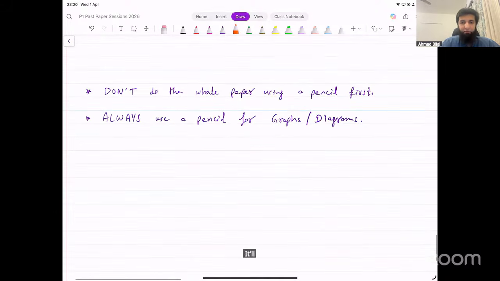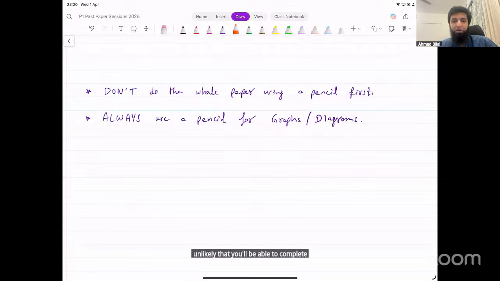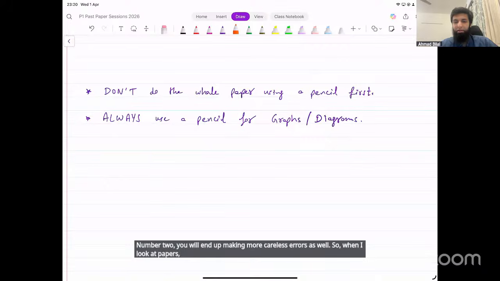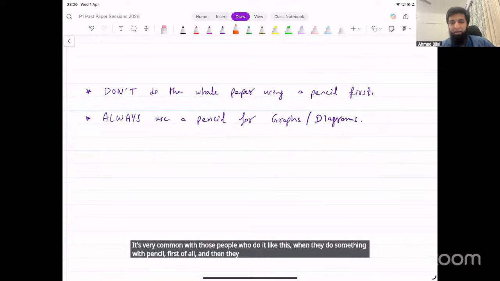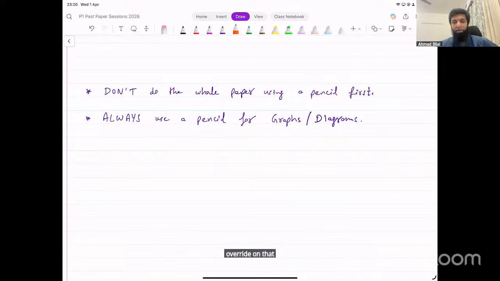It will be very unlikely that you'll be able to complete at least P3 or M1 if you do something like this. That's one thing. Number two, you will end up making more careless errors as well. So when I look at papers, it's very common with those people who do something with pencil first of all, and then they overwrite on that with a pen. They end up reading some values wrong.